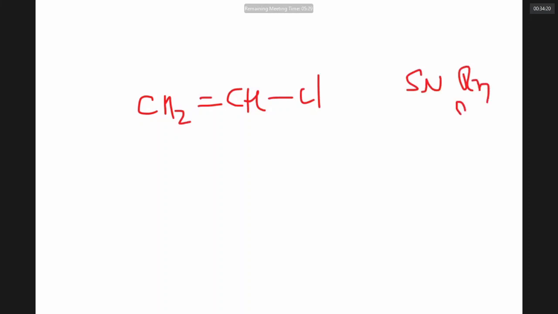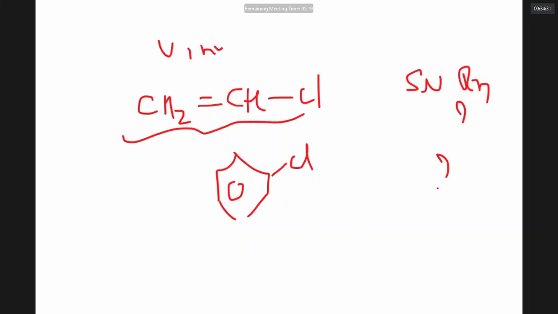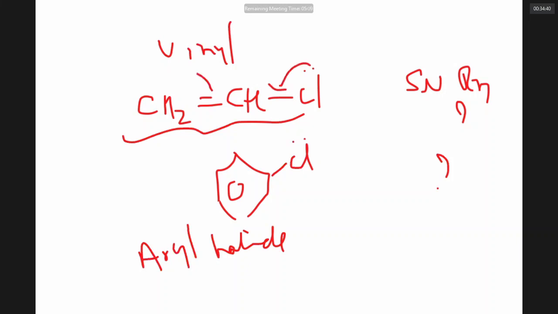Sir, can this compound undergo SN reaction? Can this compound undergo SN reaction easily? Vinyl chloride, aryl halide. In these two cases, due to some possibility of resonance, the C-Cl bond has a double bond nature.